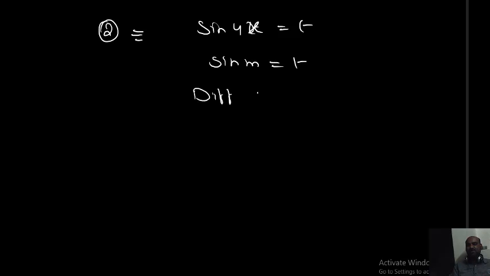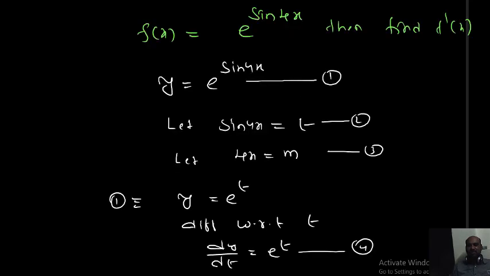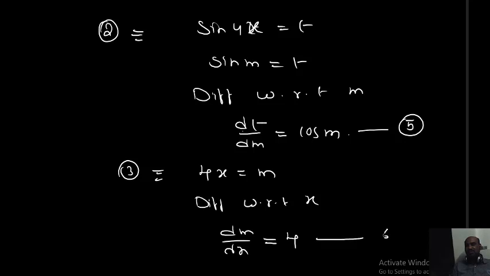Differentiating with respect to m, what can I write? dt/dm is nothing but sine m derivative, cos m. This is result number 5. Take the third one, students, that is 4x equal to m. Differentiating with respect to x, what happened? dm/dx equal to 4. This is result number 6.